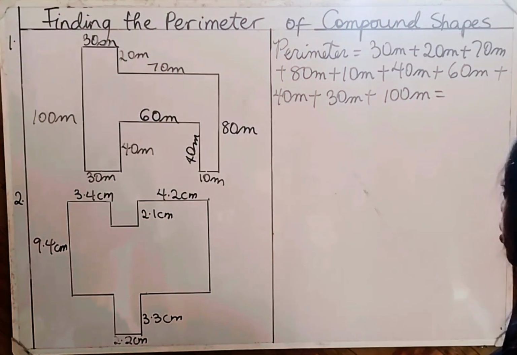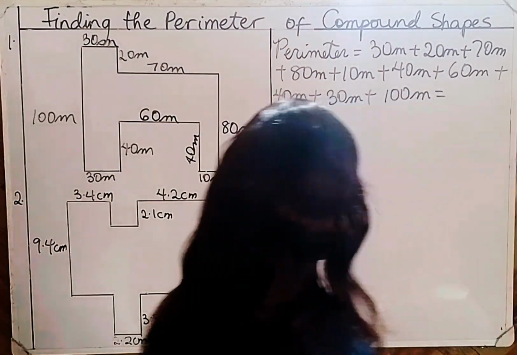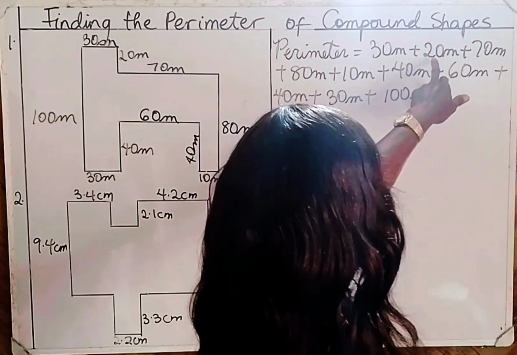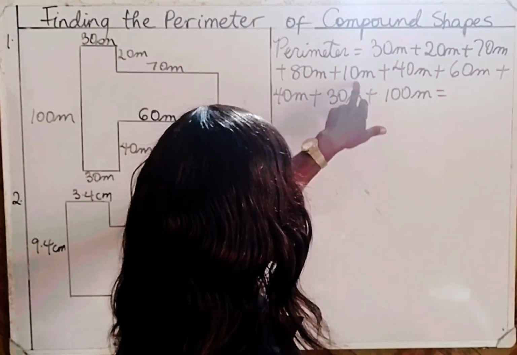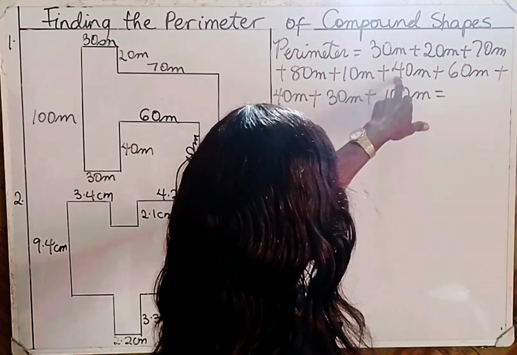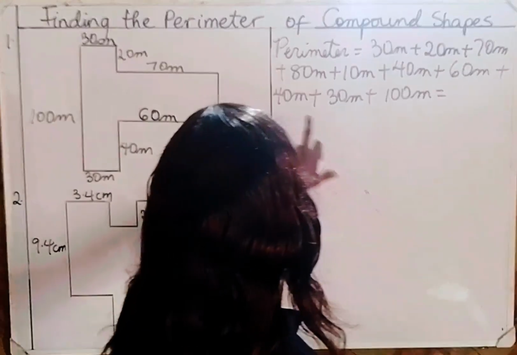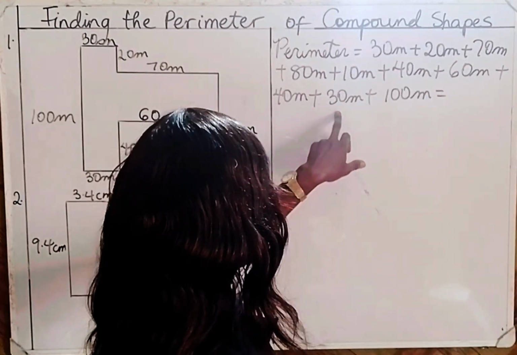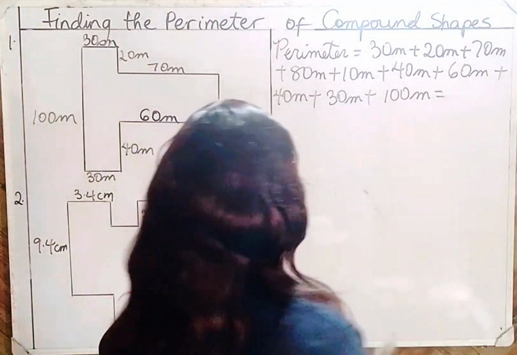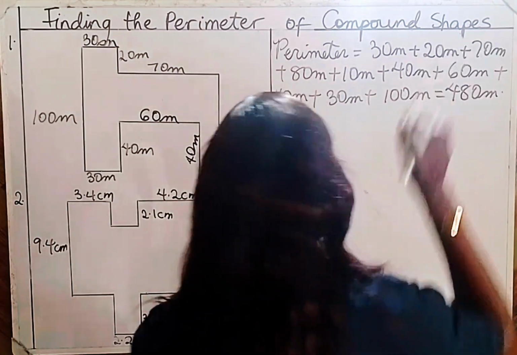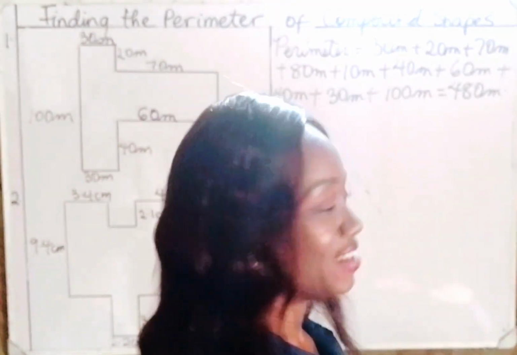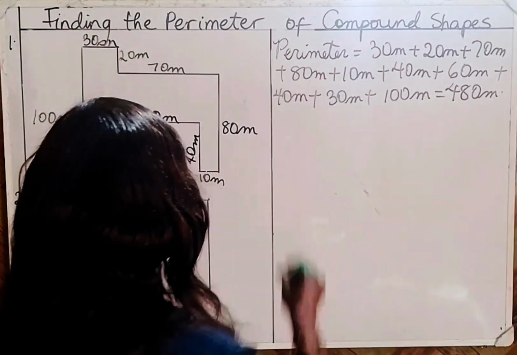When we add all of these figures together, we're going to get what? 30 plus 20, that's 50, 120, 200, 210, 250, 310, 350, 380, and 480. That gives us 480 meters, and that's our final answer. Now, moving on to question 2.